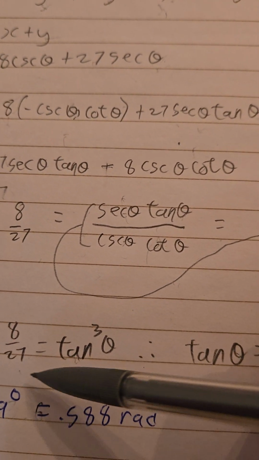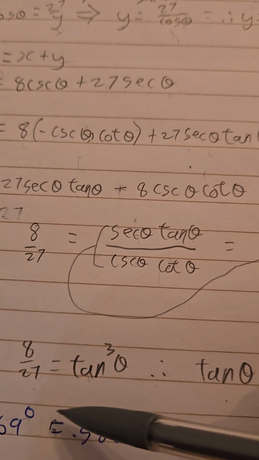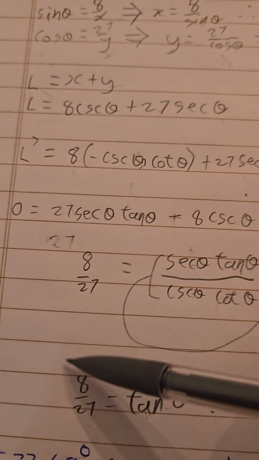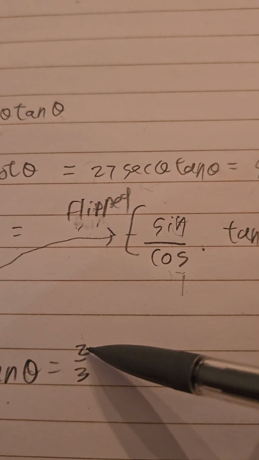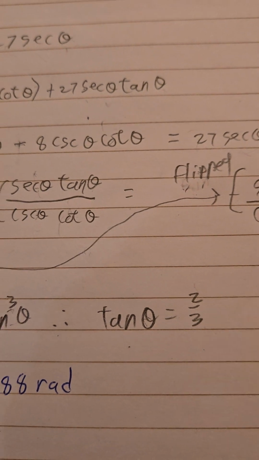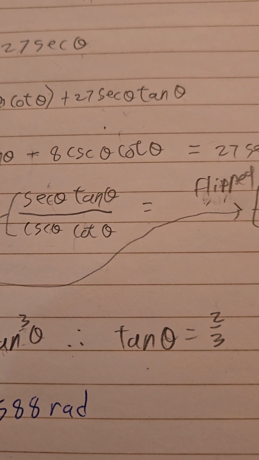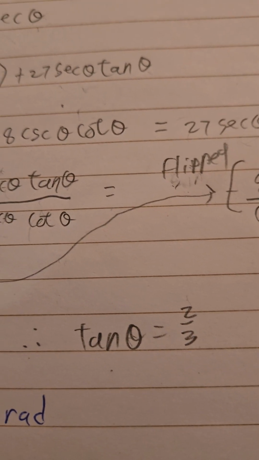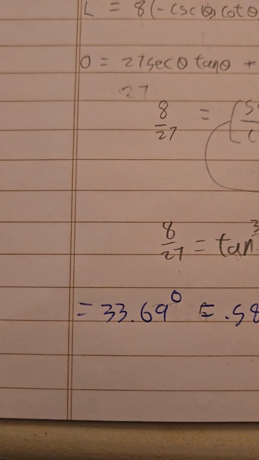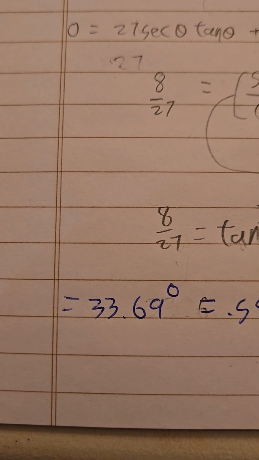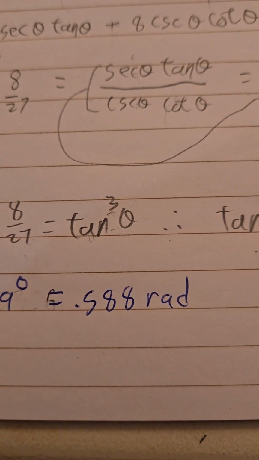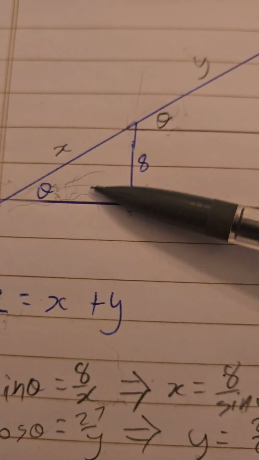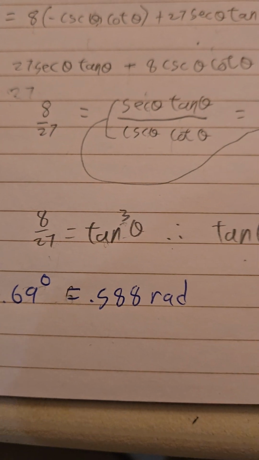Therefore, tan theta is the cube root. The cube root of tan cubed is tan, and the cube root of 8 over 27 is 2 over 3. Now, if I do the arctan, the tan minus 1, of what angle gives me 2 over 3, I plug in my calculator. With degrees, it's 33.69 degrees or 0.588 radians. So that angle at the base of the ladder will minimize the length of the ladder.